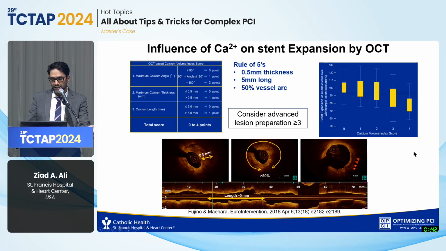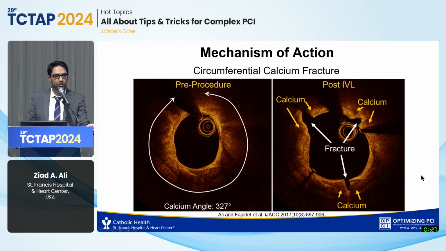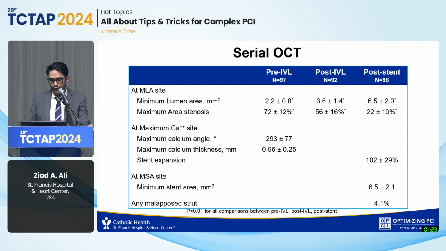This is lovely work from Akiko and our group, which showed earlier that if you have an OCT 0.5 millimeter of thickness, 5 millimeters of length, and 50% of vessel arc, you're highly likely to be underexpanded. So think heavily about advanced lesion preparation. We showed in multiple studies that the mechanism by which IVL works is calcium fracture.